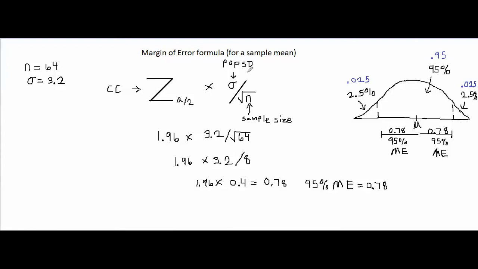Well, what's going to happen over time is that 2.5% of my samples will end up coming from here. 95% of my samples will end up coming from here. And 2.5% of my samples will end up coming from here. That's what I would observe over time if I kept on sampling over and over again.